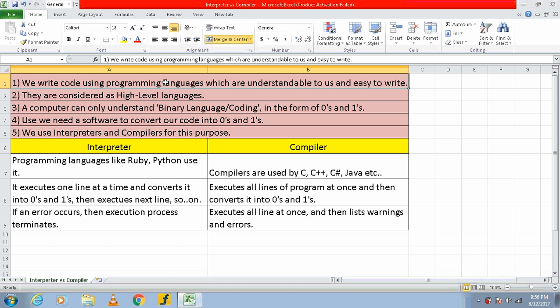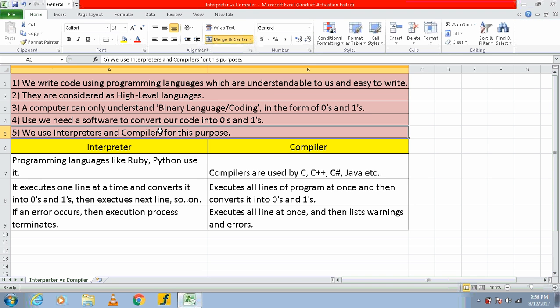So then what is required to convert the code written in programming languages into machine-level language? We need a software to convert our code into zeros and ones, that is, into machine-level language. So that software can be an interpreter or a compiler.